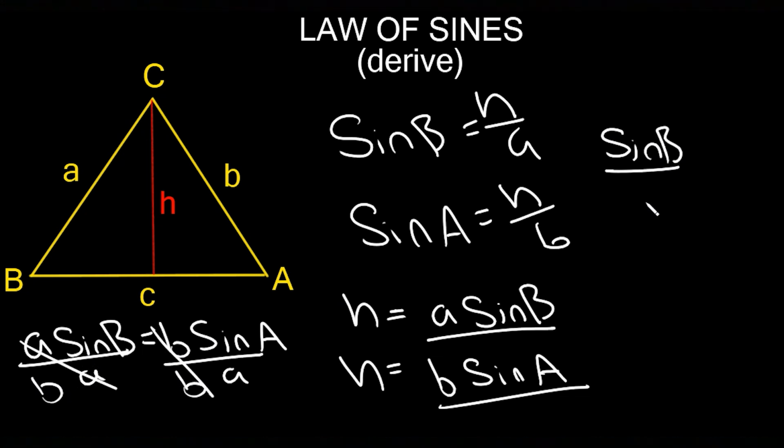sine B over b is equal to sine A over a. So this is two-thirds of the law of sines. If you're familiar with the law of sines, we actually have two-thirds of that formula already derived. Now from here, we have to get the other one-third, because technically there's one more ratio that we can find here. So let's go ahead and look at the next page.